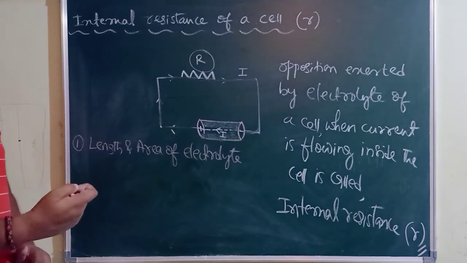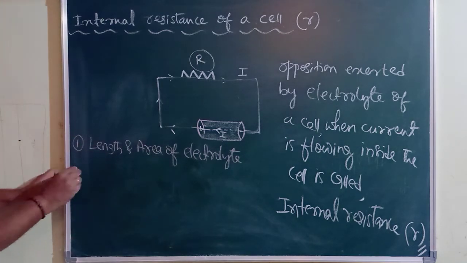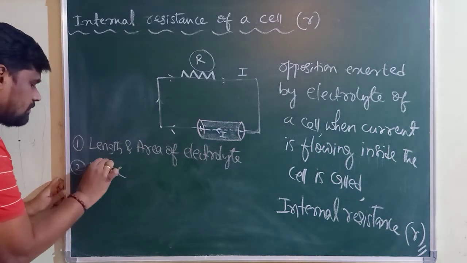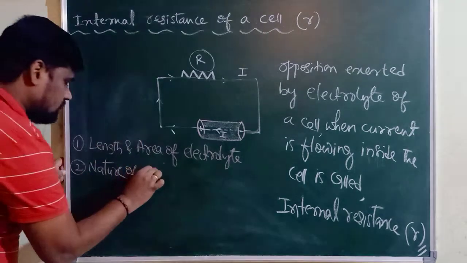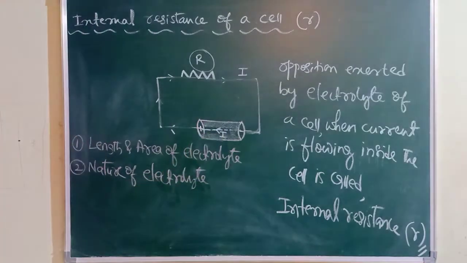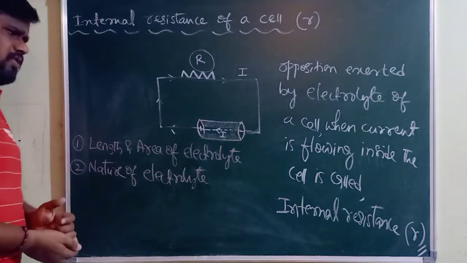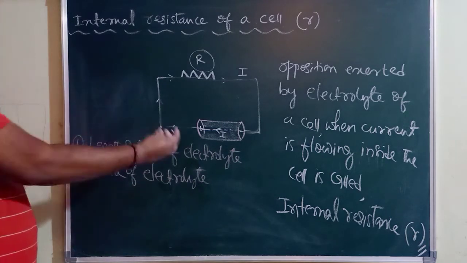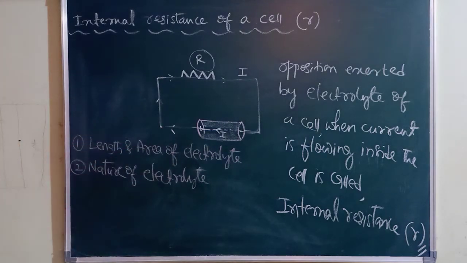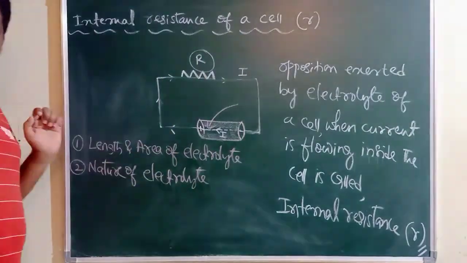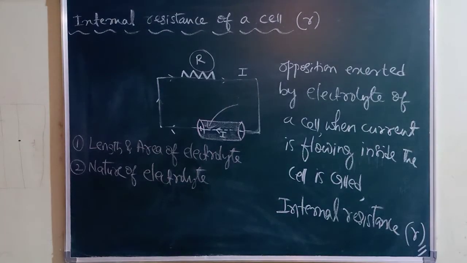Second, it also depends on the nature of the electrolyte, or else we can also call it the concentration of the electrolyte. Nature of the electrolyte, concentration of the electrolyte, which type of electrolyte is used inside the cell, that also decides internal resistance.